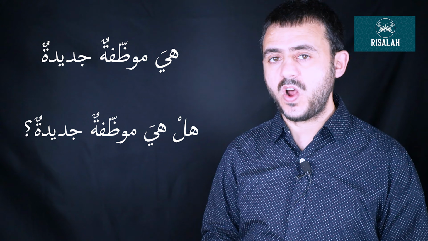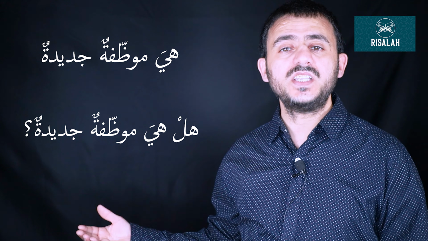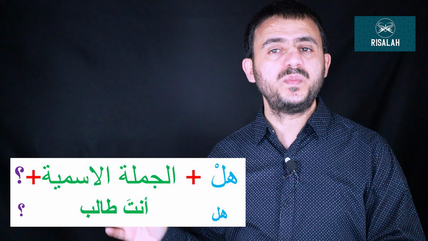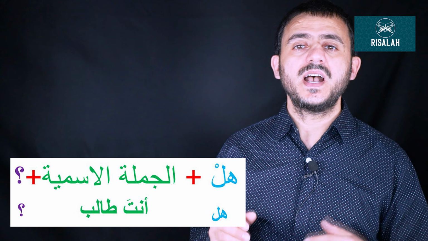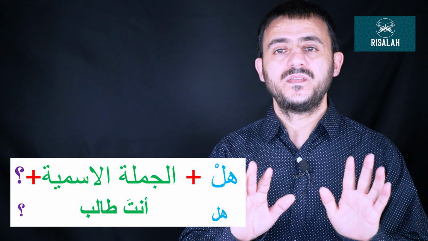هي موظفة جديدة. هي is the subject. موظفة جديدة is the خبر. We're going to put هل in the beginning. So, هل هي موظفة جديدة? We transfer the sentence from "she is a new employee" into a question: is she a new employee? So, very easy. هل, we put it before the equational sentence and then it makes a yes-no question. Very easy.